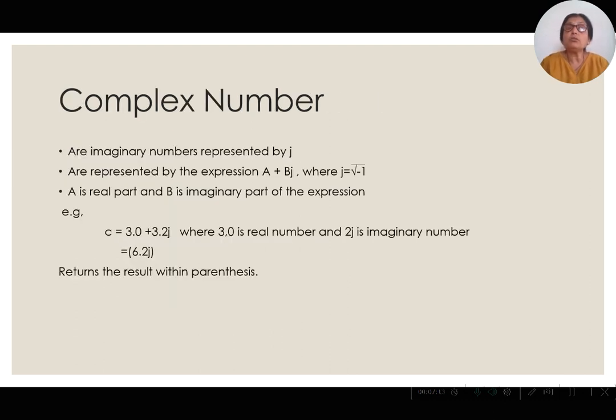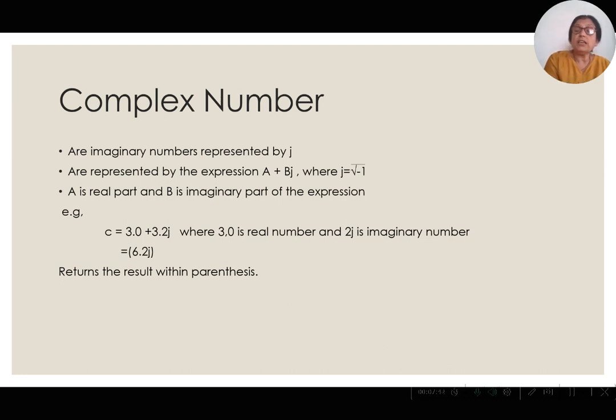Okay, now next, complex number. Complex numbers are imaginary numbers represented by j in computer science, but in mathematics it is i that is the imaginary number. Okay, so they are represented by the expression a plus bj. What is the value of j? j is the square root of -1. Okay, a is the real part and b is the imaginary part. Actually a and b are real numbers.